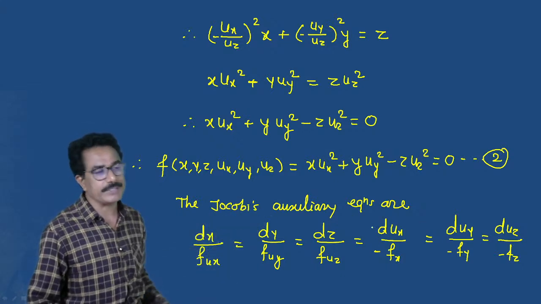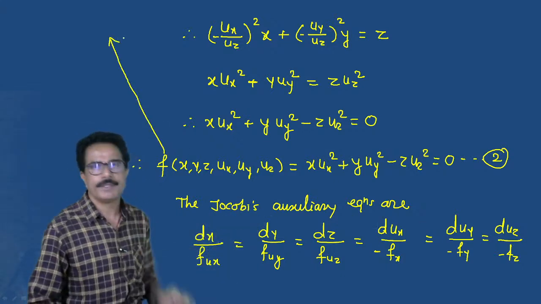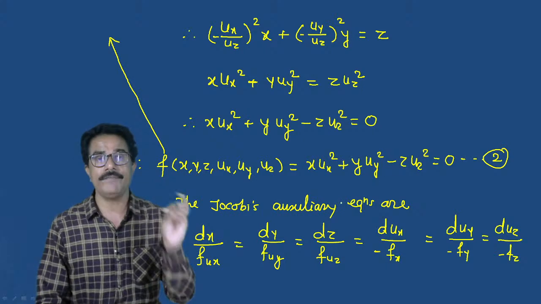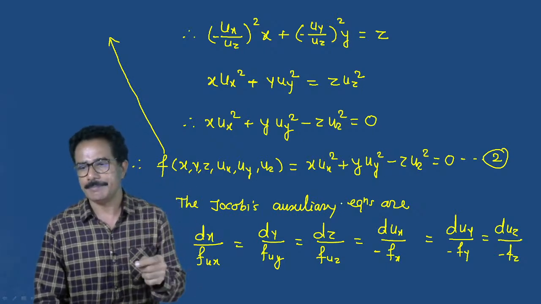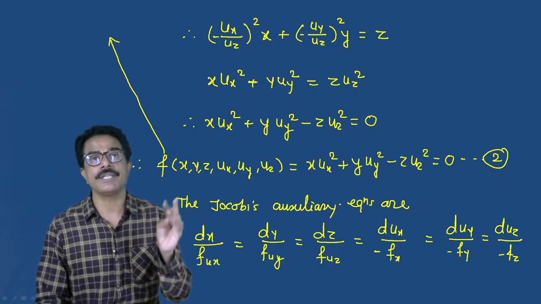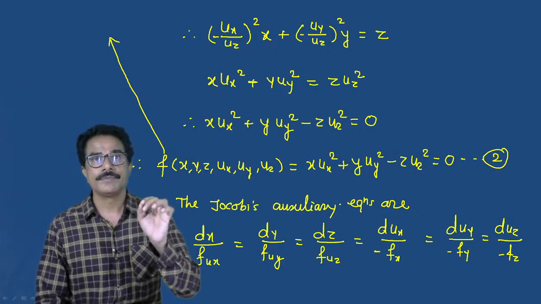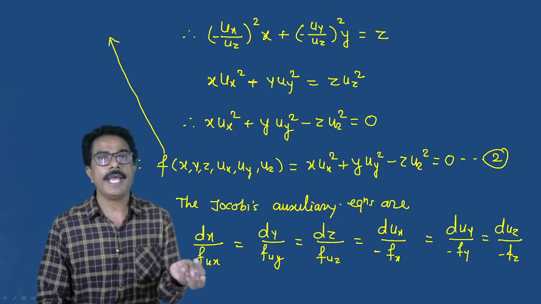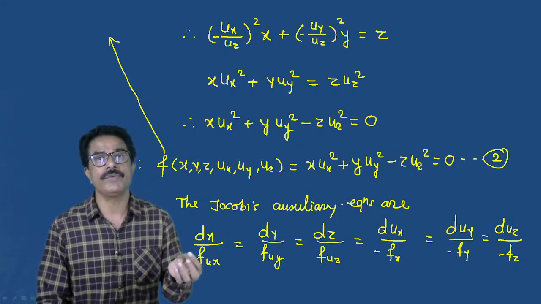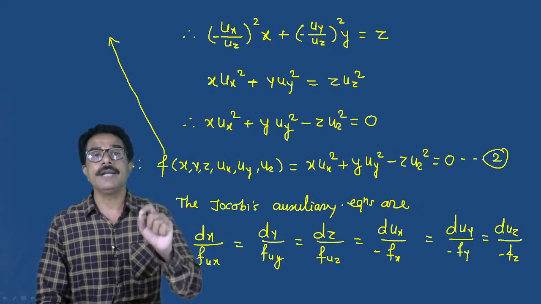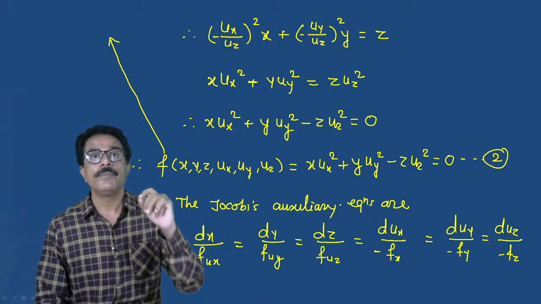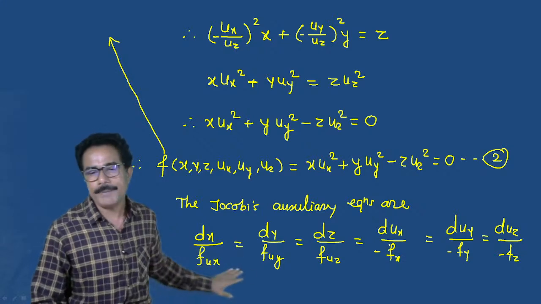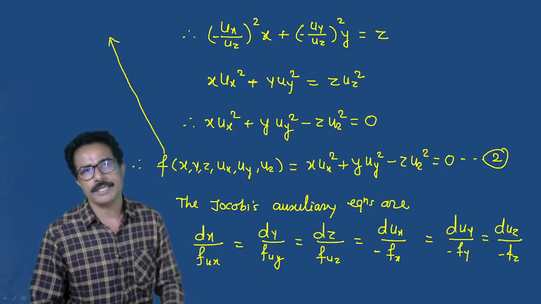This is the Jacobi's auxiliary equation. Now here you need to understand this again. The most important thing is, if you can find the correct values of fx, fy, fz, fux, fuy, fuz, then it will be possible to find the correct solution. Unless we find the correct values, we can't find the correct solution. If you don't know how to find the correct values here, then the correct solution does not come.